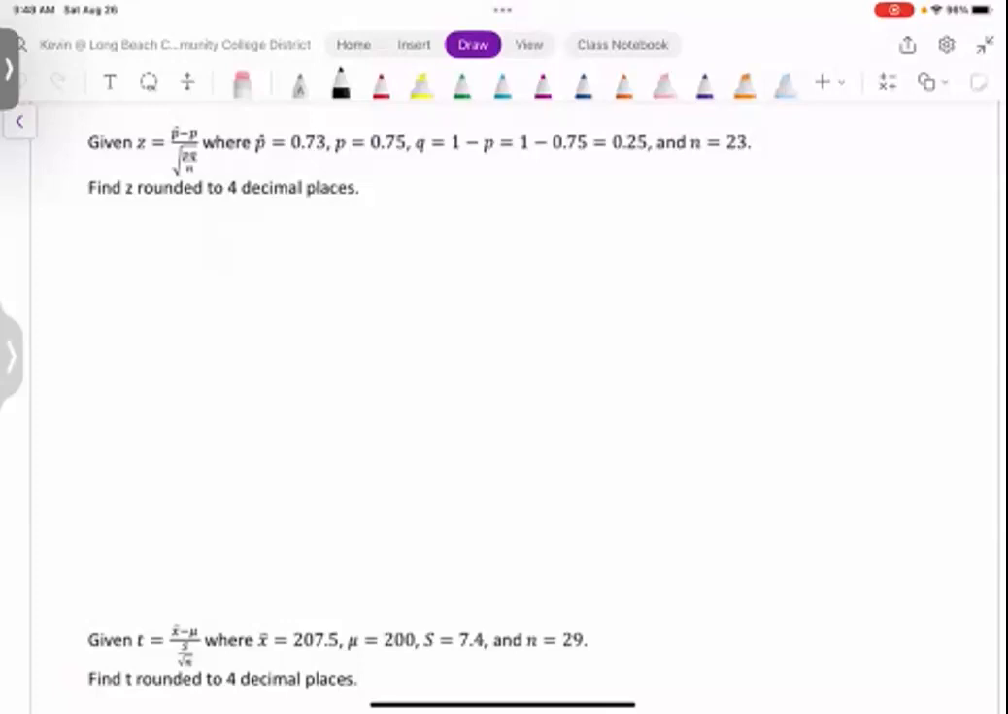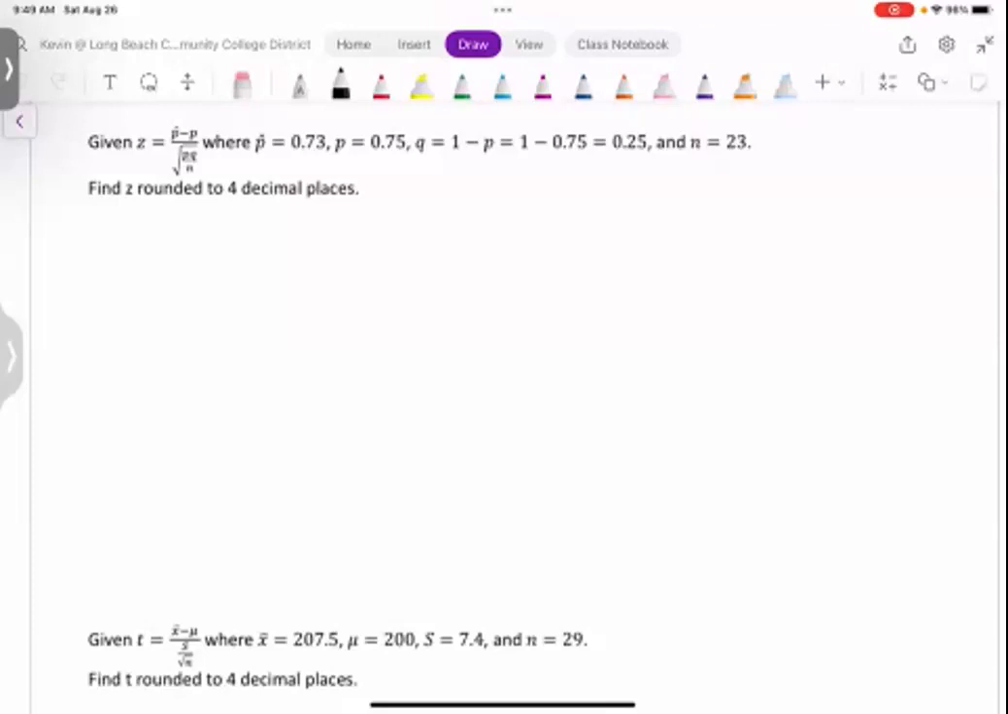So we're going to start with the formula z equals p hat, is how that's pronounced, minus p, over the square root of p times q. Q is what we call the complement of p, meaning 1 minus p, divided by n. And we have that p hat is 0.73, p is 0.75, q is 0.25, and n is 23. So let's see how we're going to load this in.